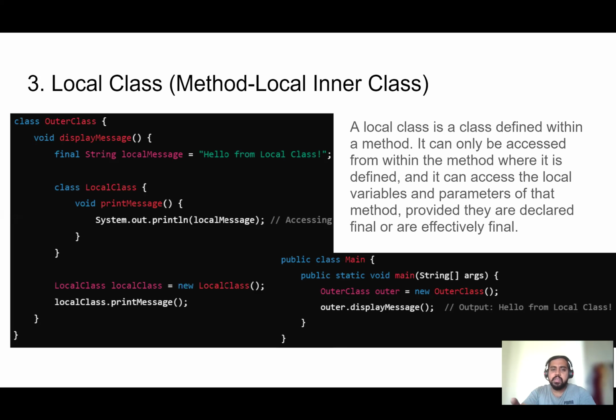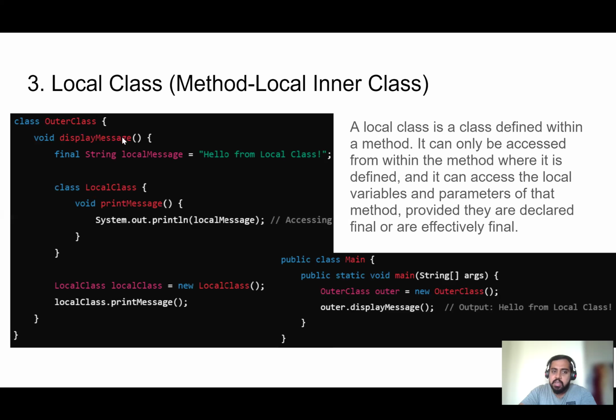One more thing to remember is that these local classes can only access final fields or members. That's why I made local message final. Final is like a constant, meaning we can't change its value once declared. Then, in the same method, I create an object of this local class and print the message. In the main method, I create an object of the outer class and invoke outer.displayMessage, the method I declared in the outer class.